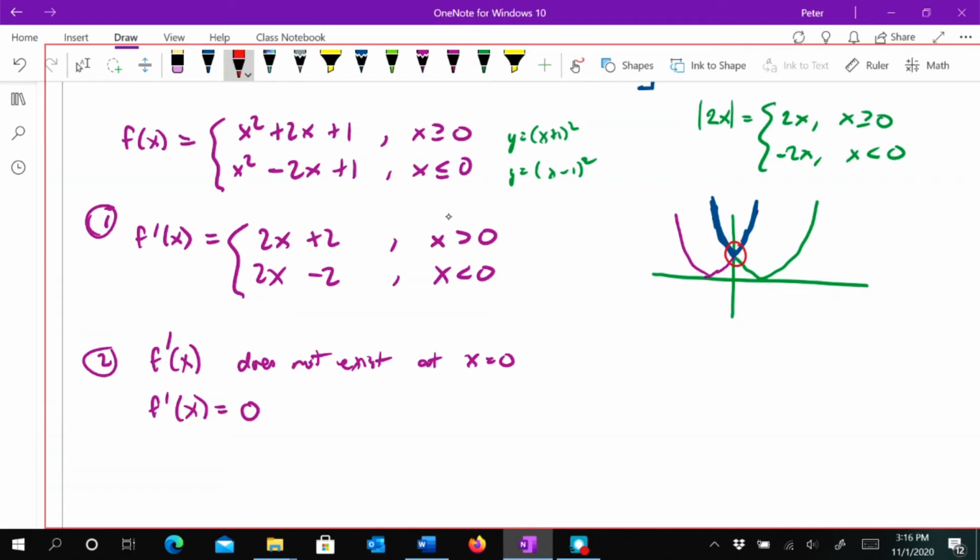But focus on where these are defined. -1 doesn't apply to the top expression, and +1 doesn't apply to the bottom expression. So if you were just to blindly or naively solve each of these terms for where it's 0, you would conclude that x equals -1 and x equals +1 are critical numbers. But actually they're not, just because neither of them is in the relevant part of the piecewise function.